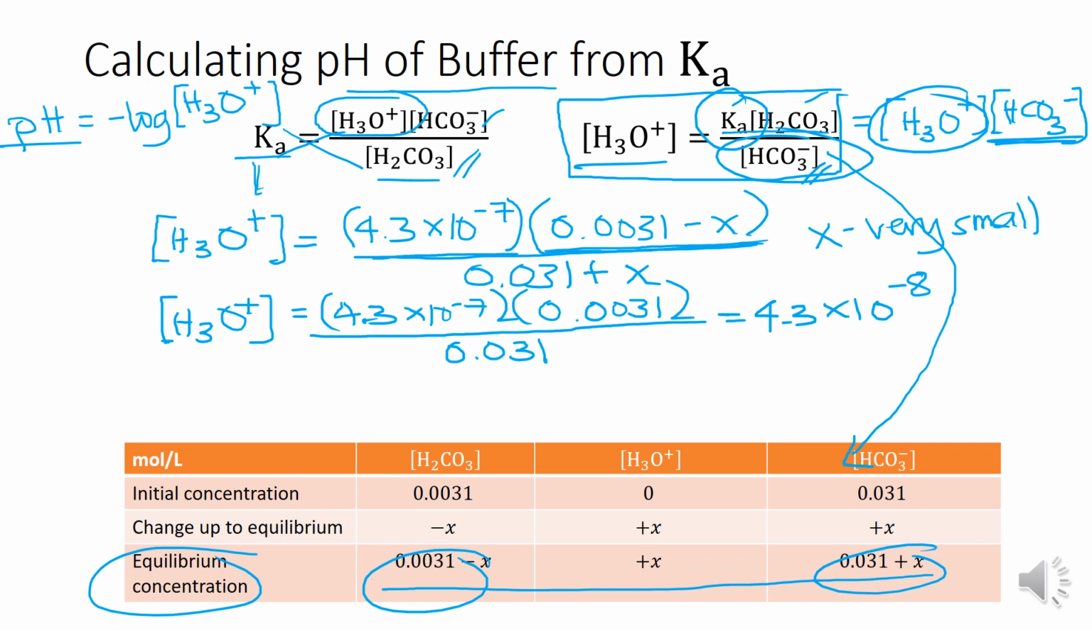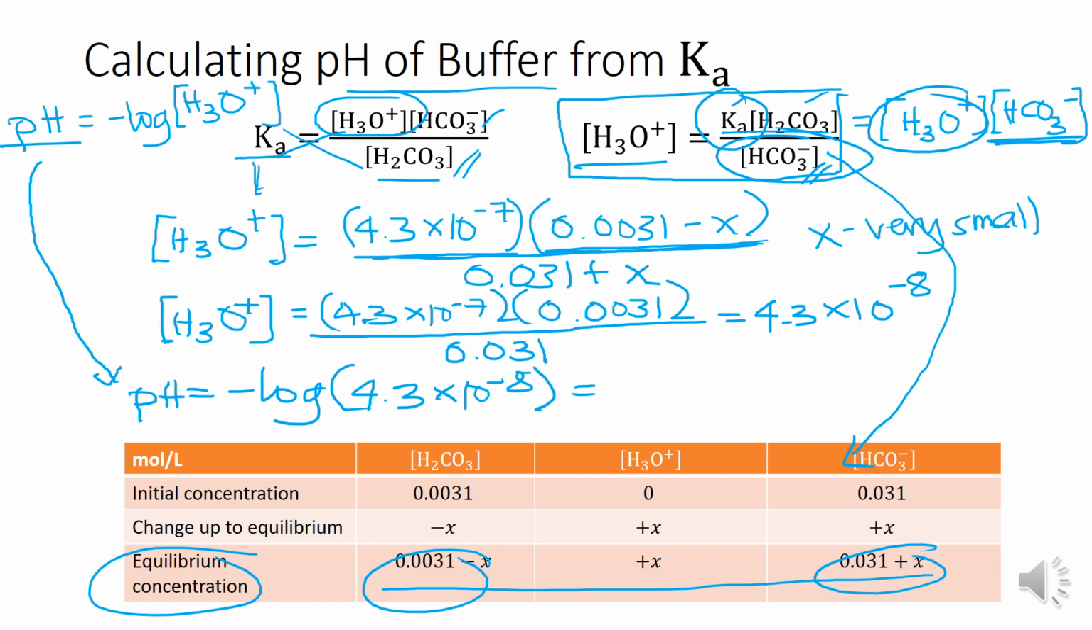So now we can calculate the pH. From this formula, we have pH is equal to negative log to the base 10 of the hydronium ion concentration, which we have calculated as 4.3 times 10 to the negative 8. That is equal to negative log to the base 10 of 4.3 times 10 to the negative 8, which is 7.37.